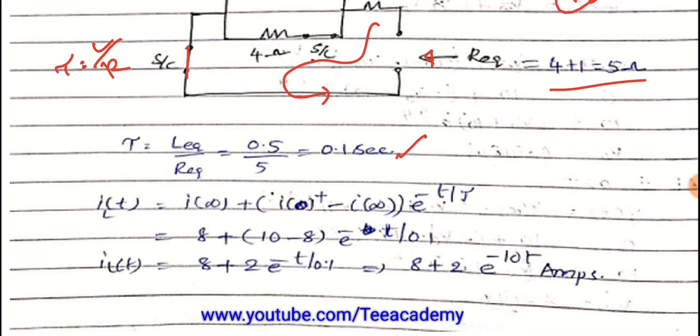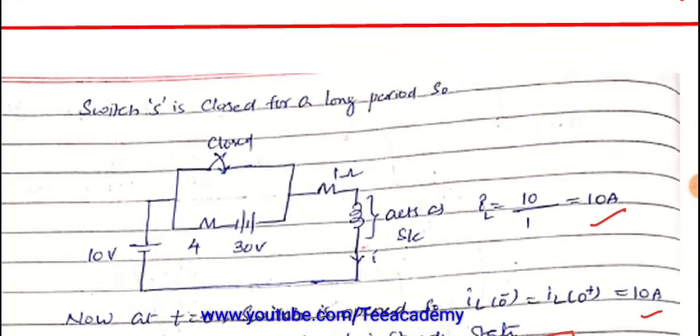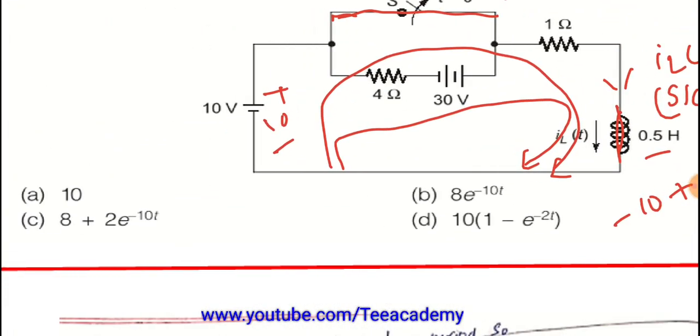Now this is the formula here: IL of t is equal to I of infinity plus (IL of 0 plus minus I of infinity) e power minus t by tau. I of infinity is 8 amperes, and IL of 0 plus is 10, so 10 minus 8 into e power minus t by tau. Once you get this equation and simplify, you will get the answer as 8 plus 2 into e power minus 10t. So that will be the answer for this question.